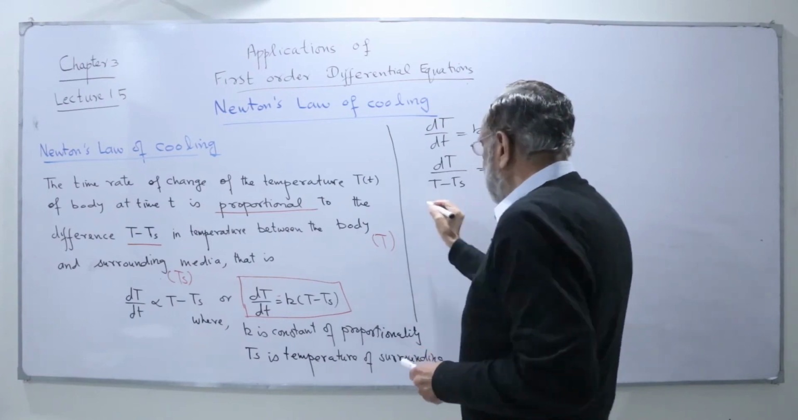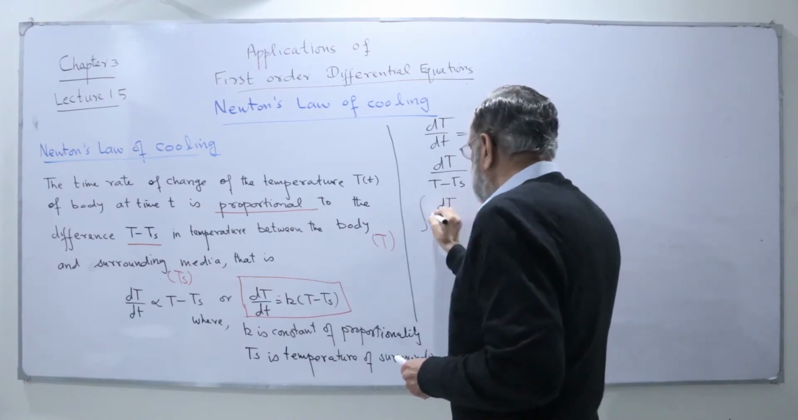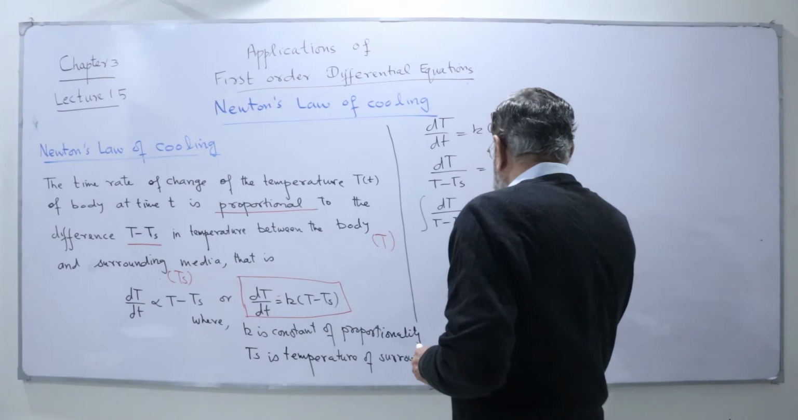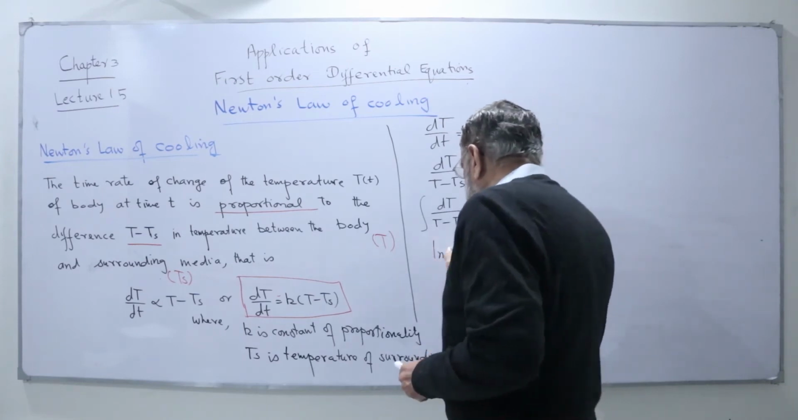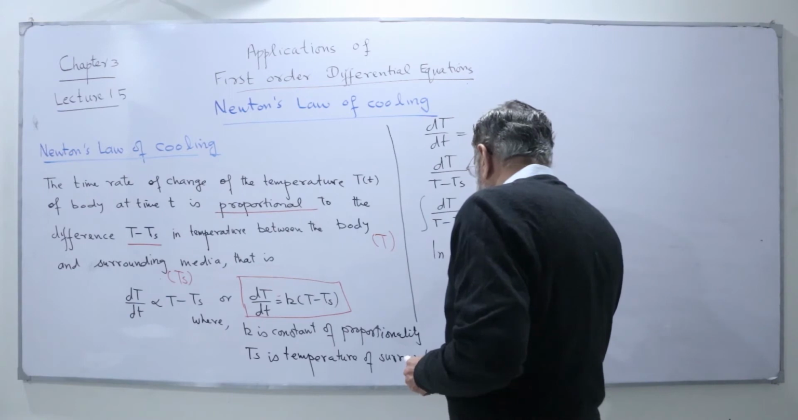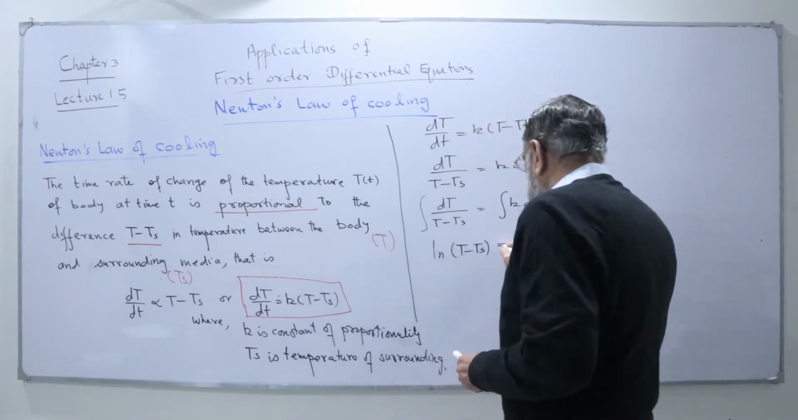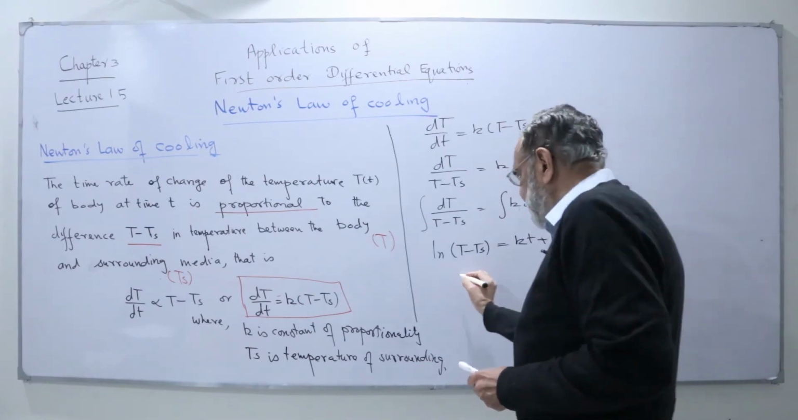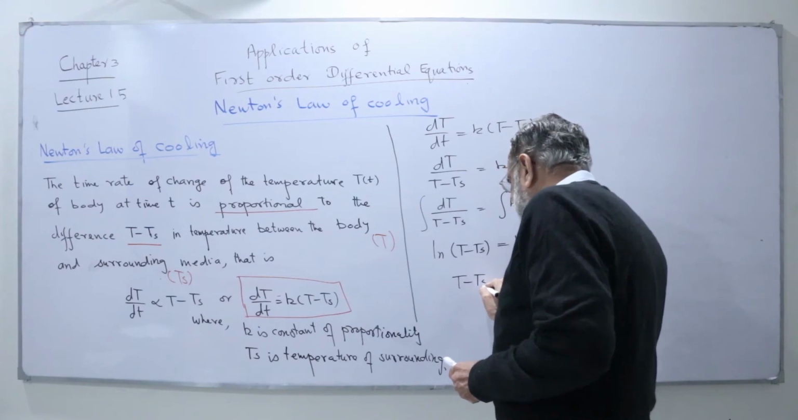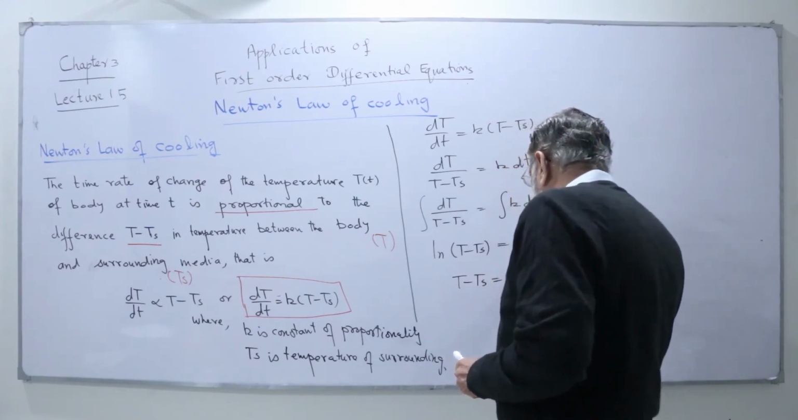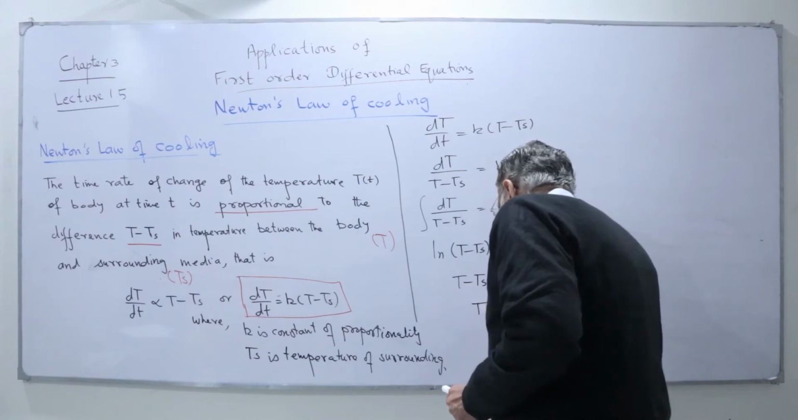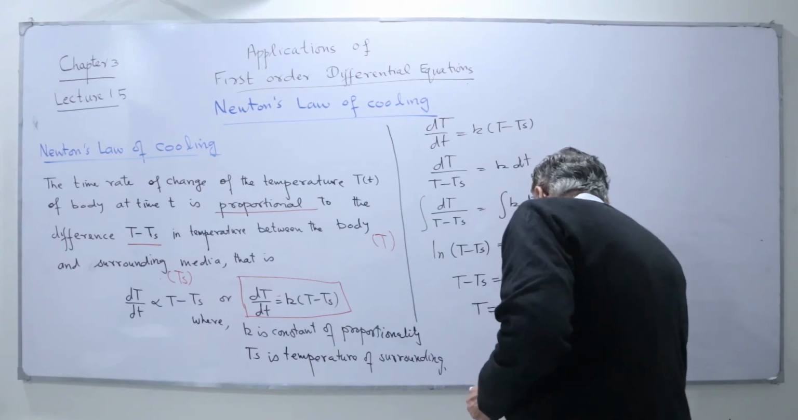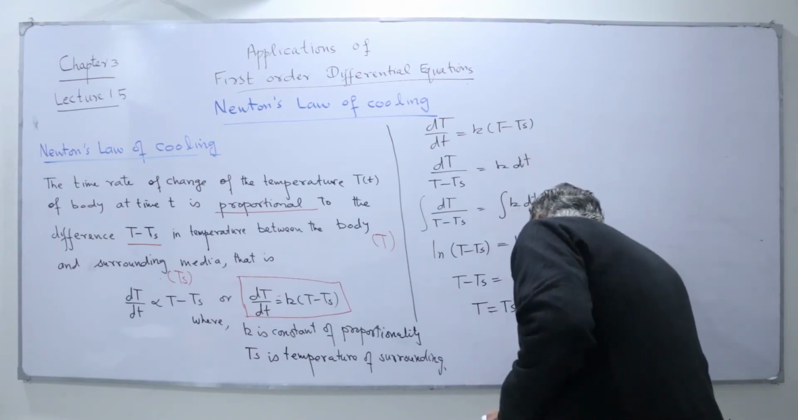The variables are separated, and we can write our solution by integrating both sides, here with respect to capital T and here with respect to small t. When we solve it, we get ln of the absolute value of T minus Ts is equal to Kt plus ln of C. Taking the exponential of both sides and simplifying, I get T minus Ts is equal to C e to the power Kt. So T is equal to Ts plus C e to the power Kt, and this is equation 1, my general solution.